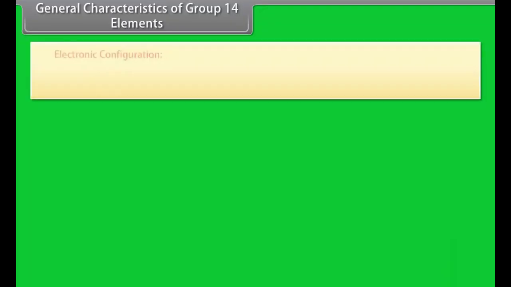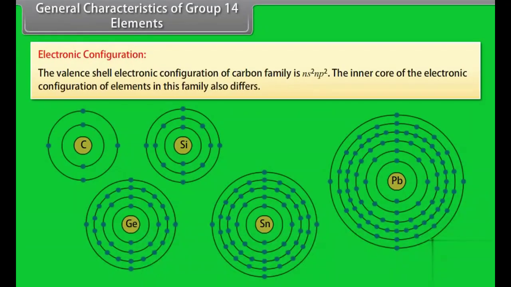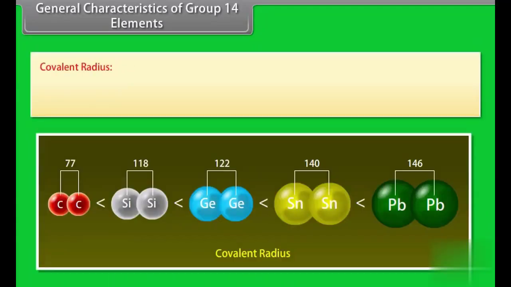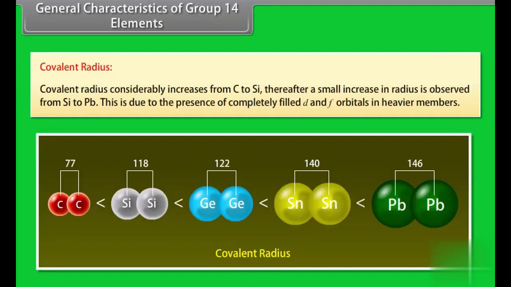General characteristics of group 14 elements. Electronic configuration. The valence shell electronic configuration of the carbon family is ns2np2. The inner core of the electronic configuration of elements in this family also differs. Covalent radius. Covalent radius considerably increases from carbon to silicon. Thereafter, a small increase in radius is observed from silicon to lead. This is due to the presence of completely filled d and f orbitals in heavier members.